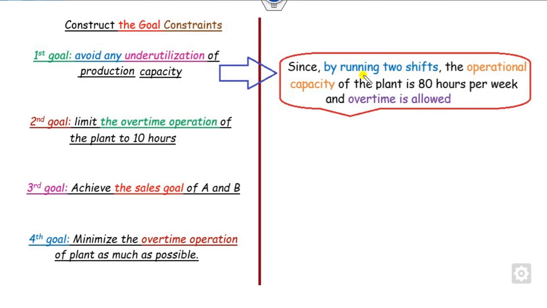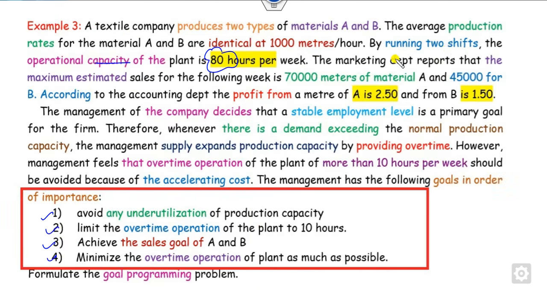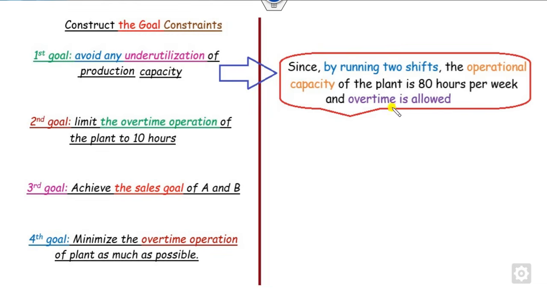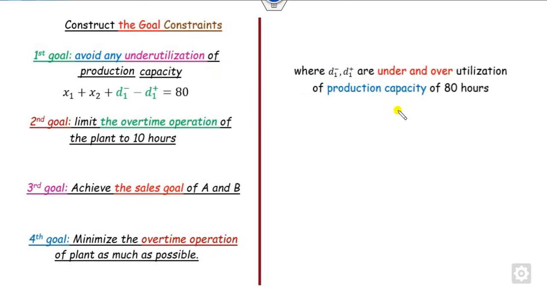Since the line is given to you, you can see that by running the 2 shifts the production capacity is 80 per week. And overtime is allowed. It means it can be either greater than 80 or less than 80, either negative or positive. Both are allowed. So you can write the first constraint here, where the negative and positive deviations are my underutilization and overutilization.